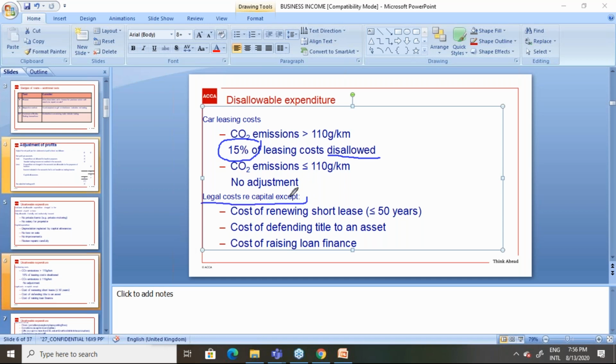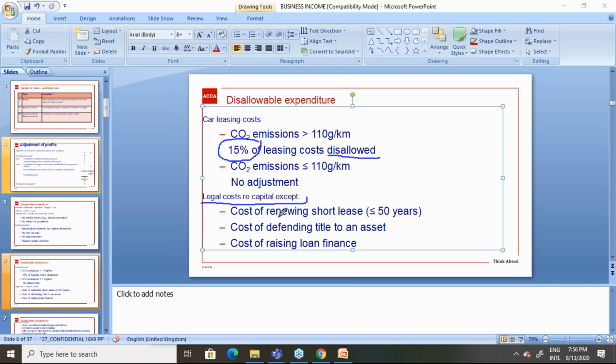Then legal cost. Now, if you have incurred legal cost to acquire a property, that is a capital type of expenditure, so it's not allowed. However, there are special types of legal costs that are allowable when calculating the tax-adjusted trading profit, such as if you're renewing a short-term lease. What is a short-term lease? It's a situation where the lifespan of the lease is limited to 50 years or less.